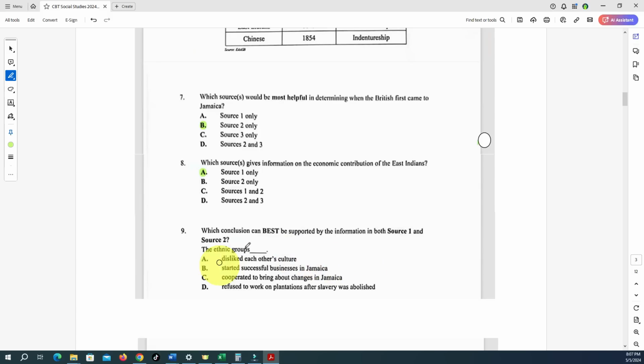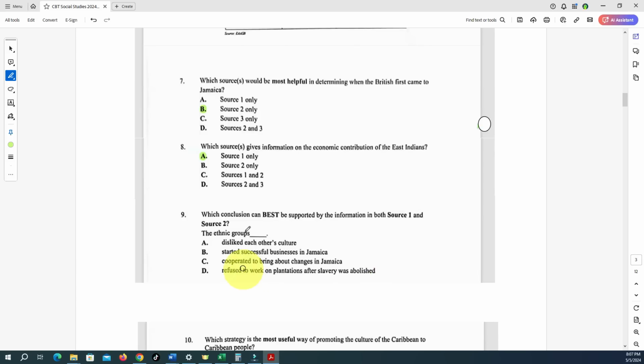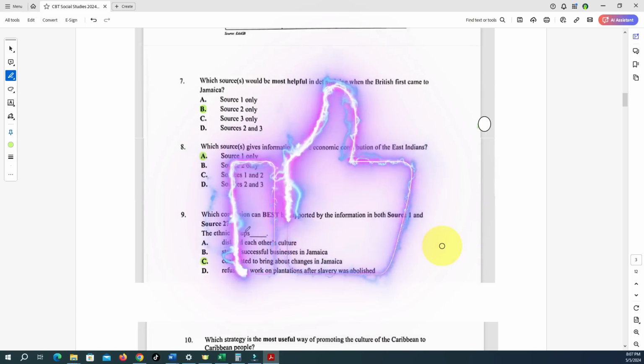source 2? The ethnic groups disliked each other's culture. Started successful business in Jamaica. That's true. But not everyone cooperated to bring about changes in Jamaica. I would say that's it.